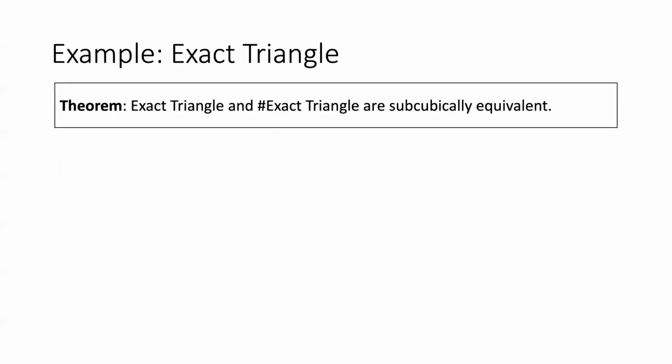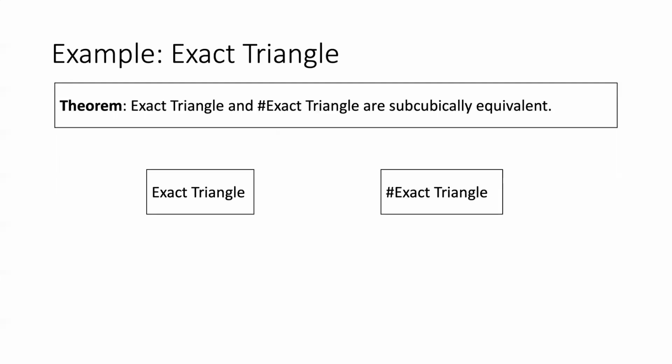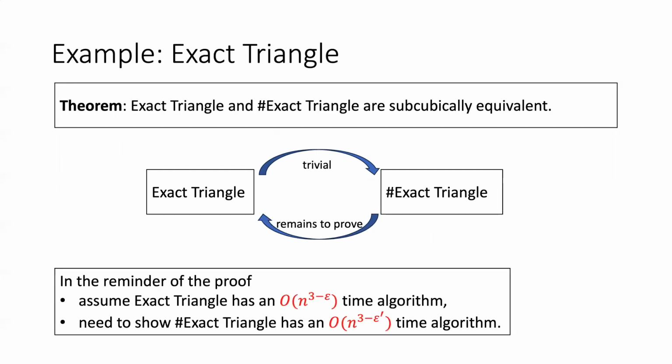And we will show that exact triangle and counting exact triangle are subcubically equivalent. First, it's trivial to reduce exact triangle to counting exact triangle, because once we know the count, we will know whether there is at least one exact triangle. And it remains to prove the other direction. Here's the setup of the proof. We'll assume that exact triangle has a truly subcubic time algorithm, and then we need to show counting exact triangle has a truly subcubic time algorithm.